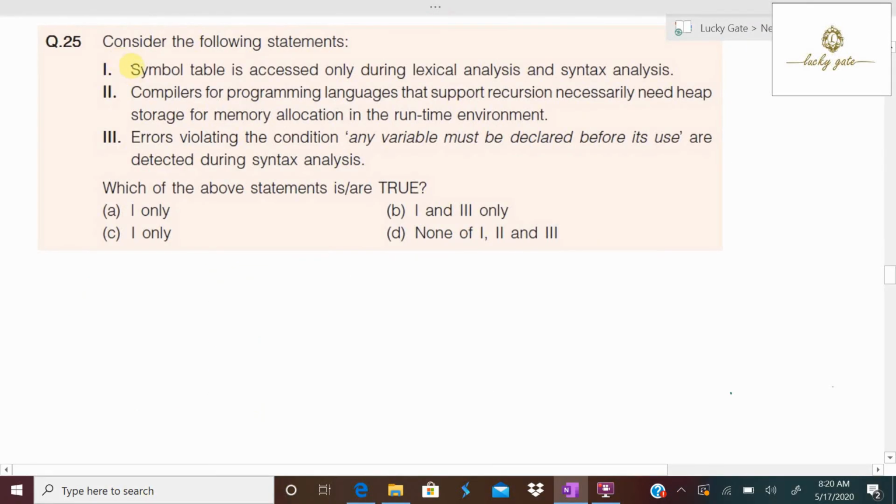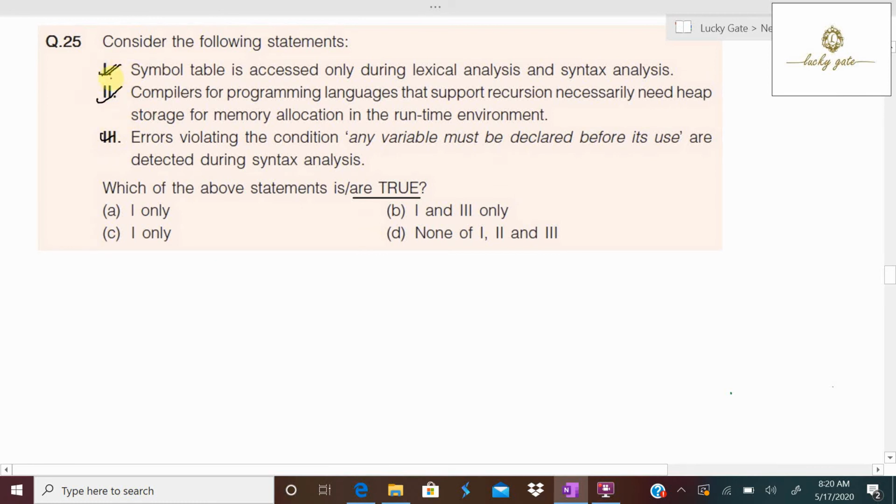Here the next question is: consider the following statements. Three statements are given, 1, 2, 3, and the question is which of the above statements are true. Among the three statements, we have to decide which statements are true.